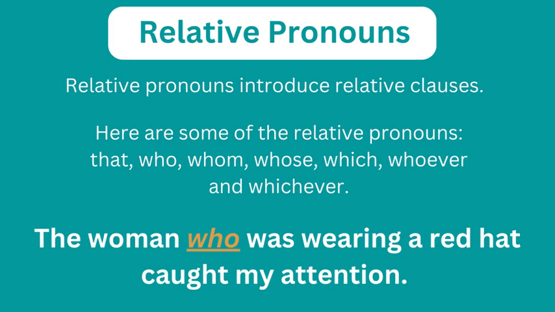Let's talk more about relative clauses. Relative clauses begin with a relative pronoun in order to give more information about the noun. In this example sentence, we are given more information about the woman. This woman was wearing a red hat. It seems that this caught the attention of the speaker. So we use relative pronouns to introduce relative clauses in order to give listeners more information about the noun.